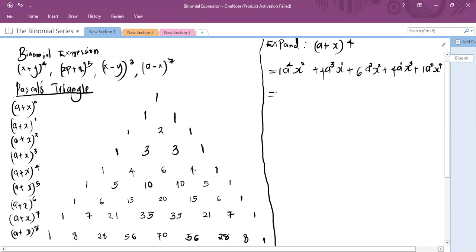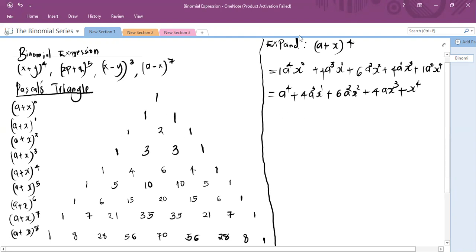So if I simplify this, this is the same as a raised to power 4. x raised to power 0 is 1. Any number raised to the power 0 is 1. And then I have here 4a^3x^1 plus 6a^2x^2 plus 4ax^3 plus a raised to the power 0 is 1. And then I have x raised to power 4.